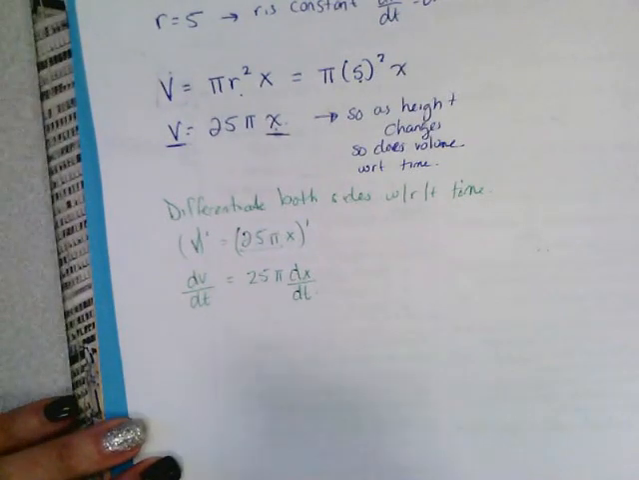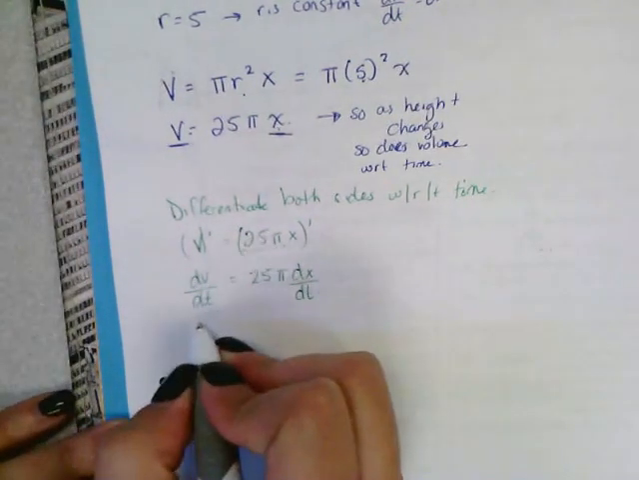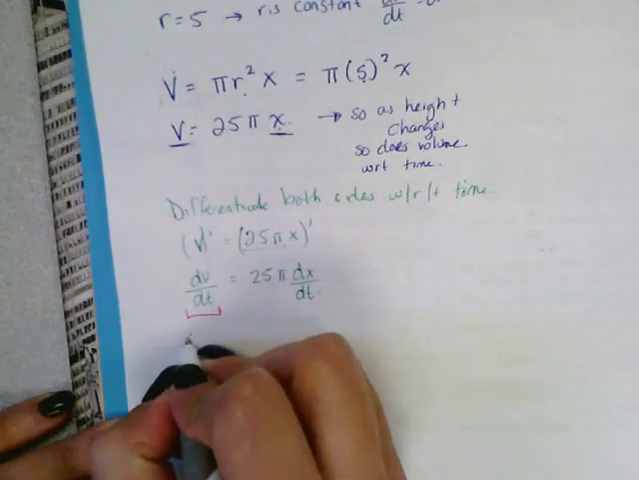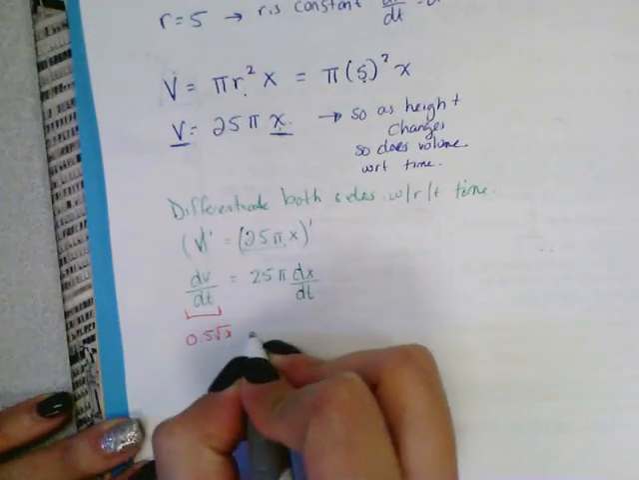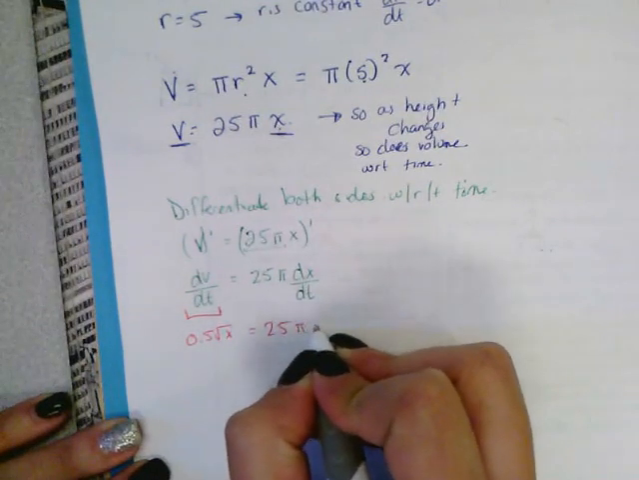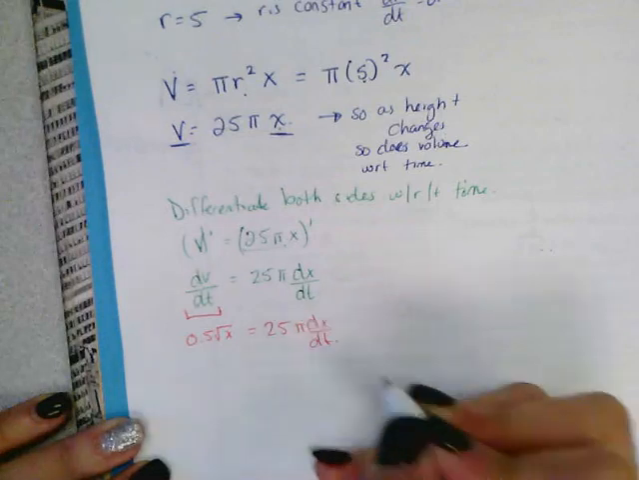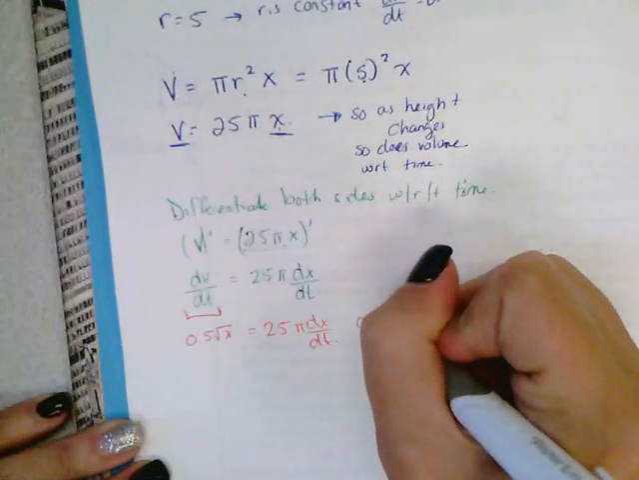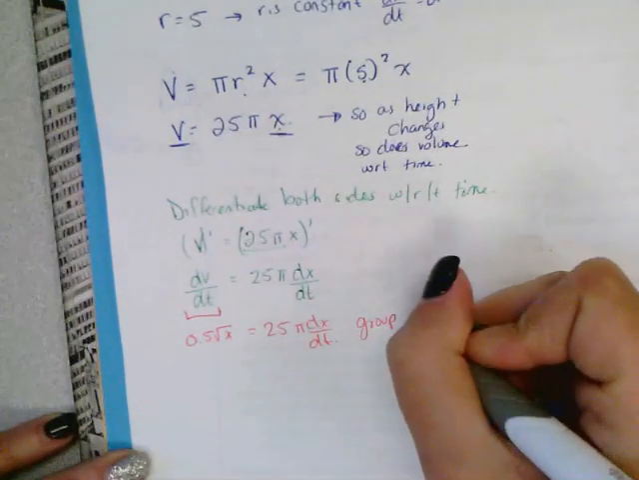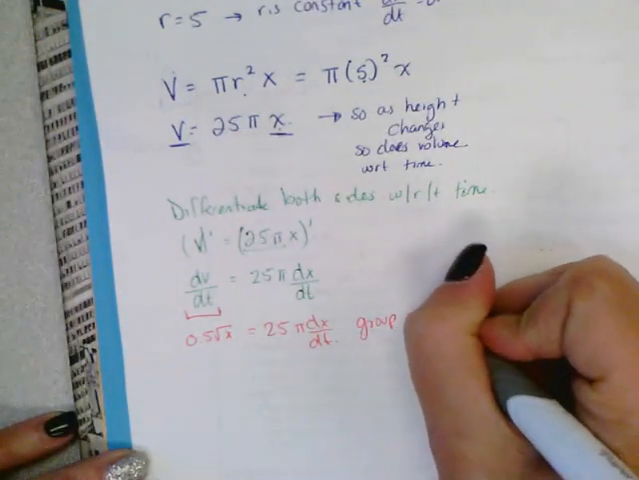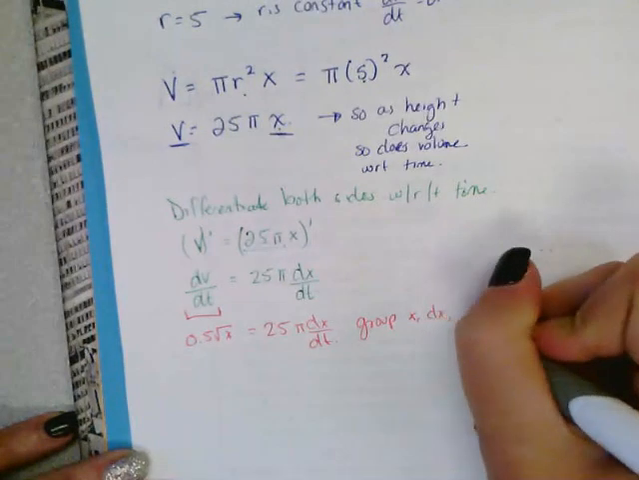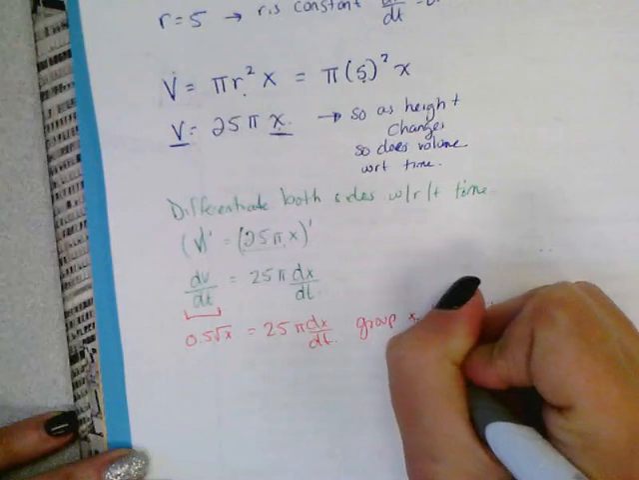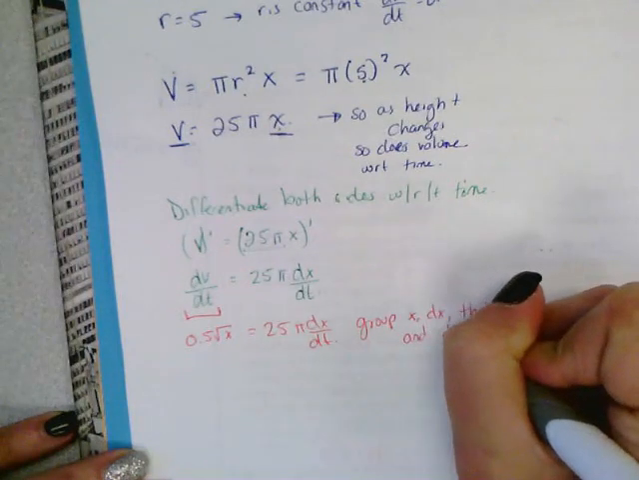Okay, so now we know what dv/dt is. That was given to us. It's 0.5 times square root of x, and that equals 25 pi dx/dt. We want to group things together. We want to group the x's, the dx's, the t's, and dt's if possible.